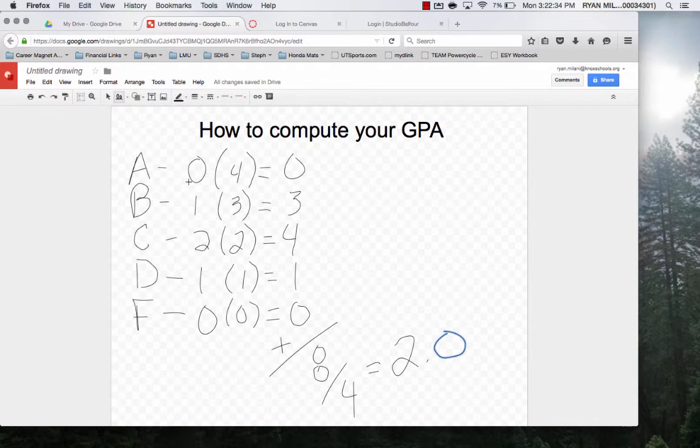You write down the number of A's, B's, and C's you have. The worth never changes. It's always 4, 3, 2, 1, 0. You multiply to get this number. You add all these numbers together, and you divide by the number of grades you have over here. That will get you your GPA every single time.